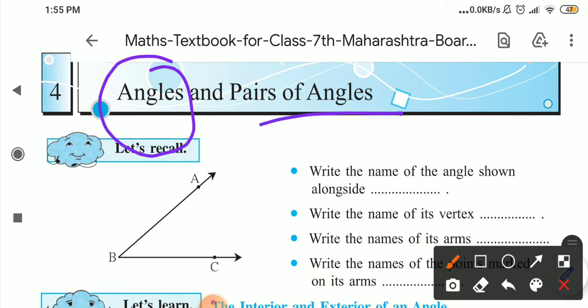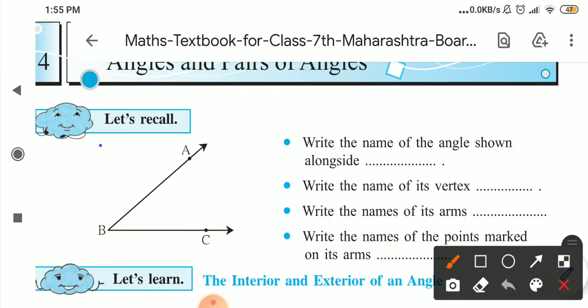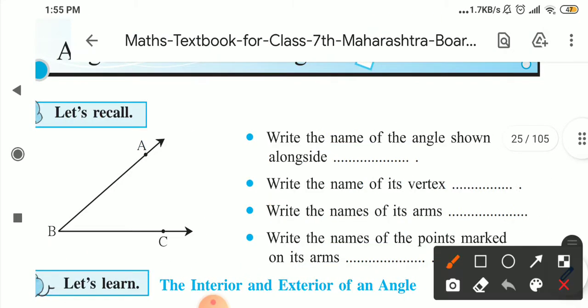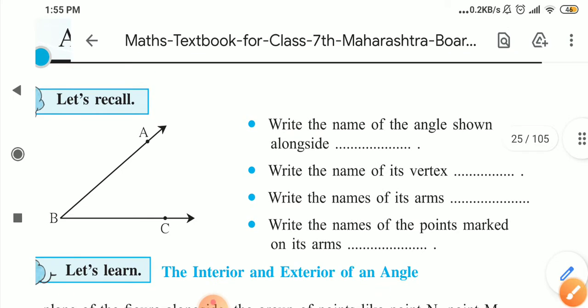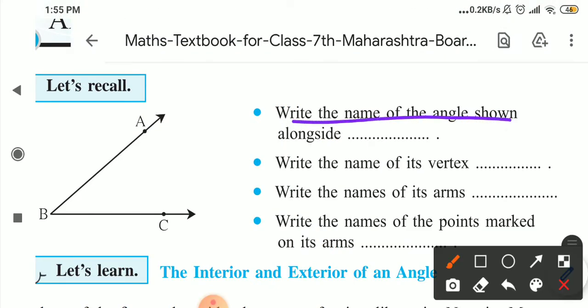And pairs of angles is a new part that is introduced for you in class 7th. First let's recall. Some questions are given here to check our previous knowledge regarding angles. First of all, here is the figure. Write the names of the angle shown alongside.